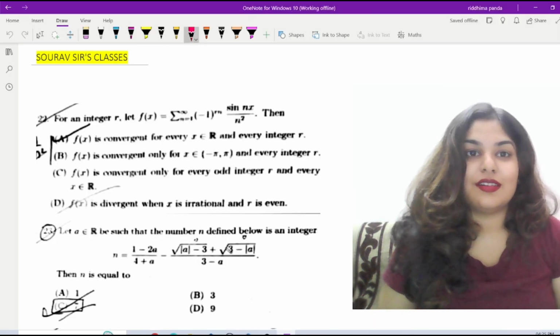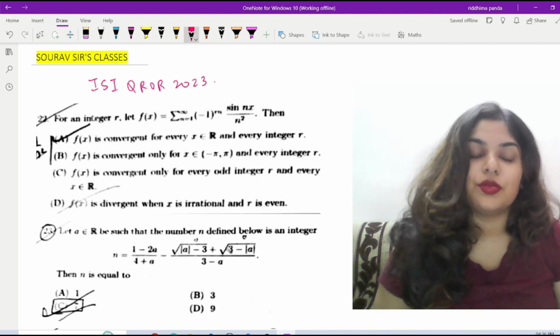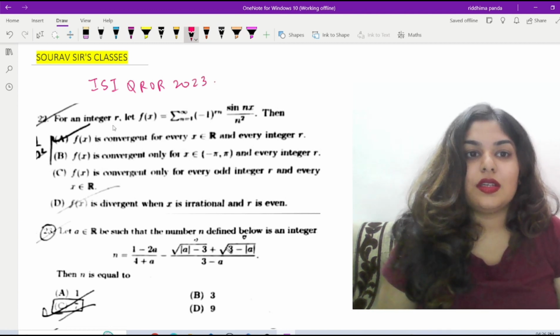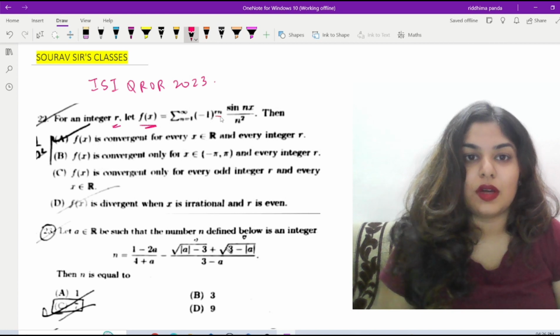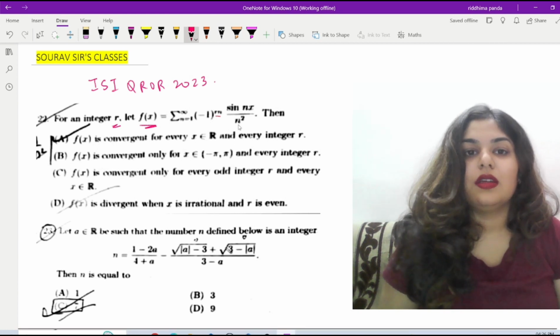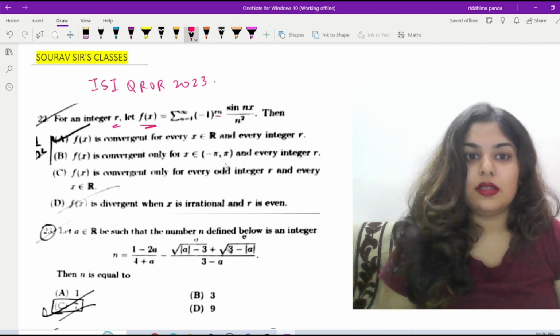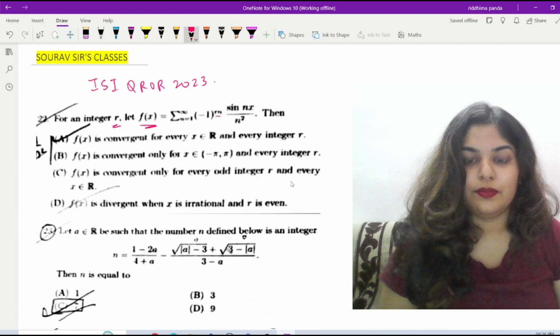So as we are discussing our question paper of ISI QROR 2023, question number 22 is: for an integer r, let the function be represented by summation n equals 1 to infinity of (-1)^(rn) sin(nx) / n^2. Now what we can do here is represent this in two terms.